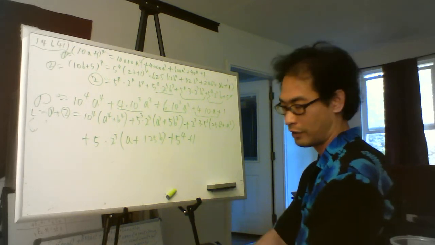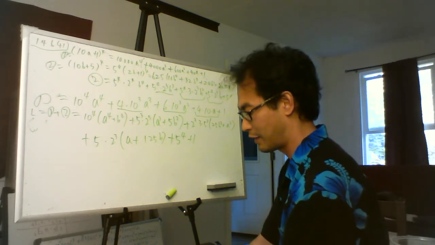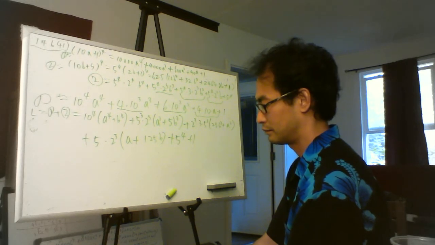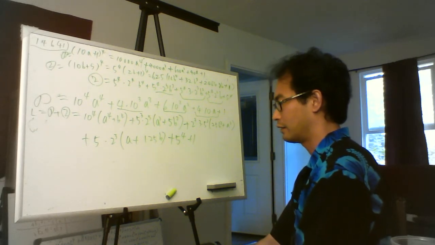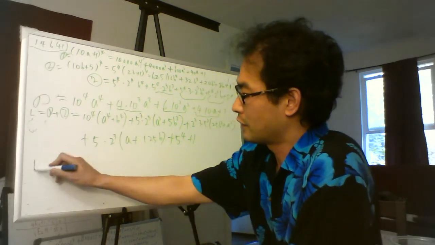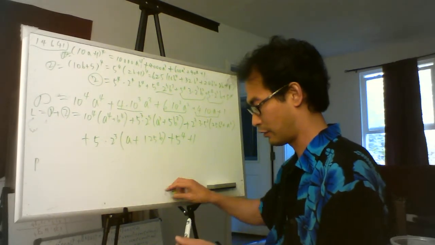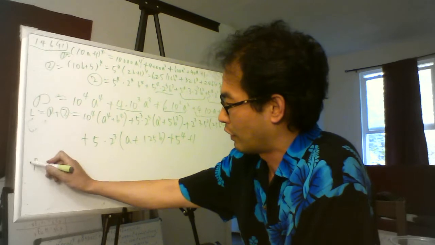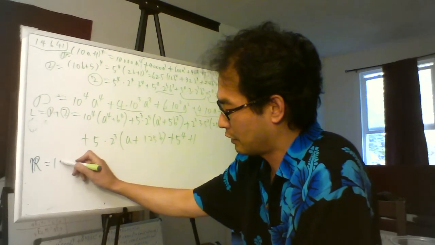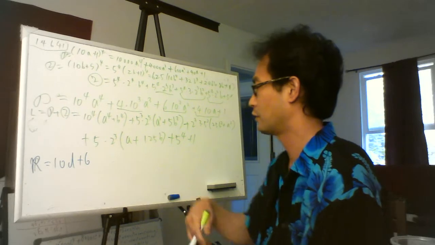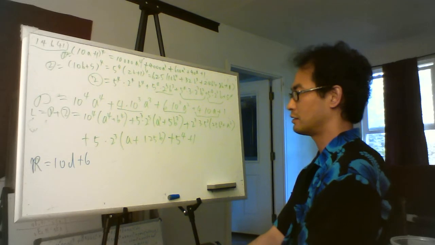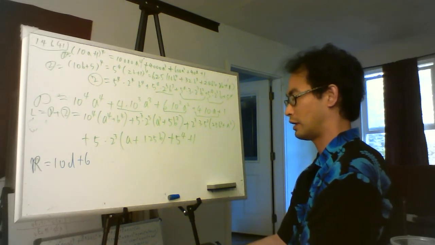On the right hand side, we have 10d plus 6. Let's use a different color. Right hand side, we have 10d plus 6. Can you find some d that makes the left hand side and right hand side equal? Well, we'll see.